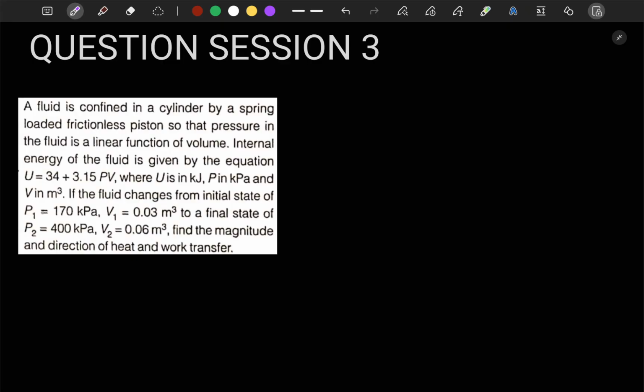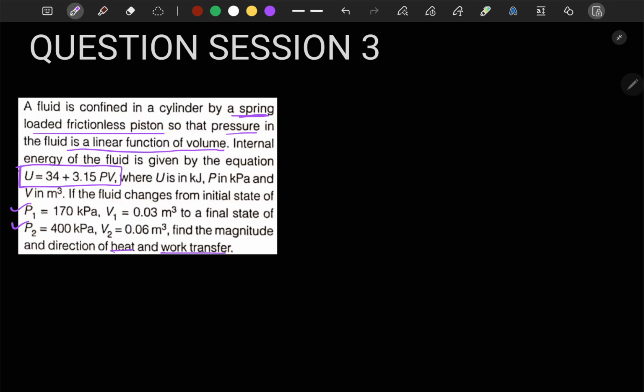A fluid is confined in a cylinder by a spring loaded frictionless piston. The pressure in the fluid is a linear function of the volume. Internal energy is given by this equation, and we have been given the states P1 V1 and P2 V2, and we have to calculate heat and work transfer.